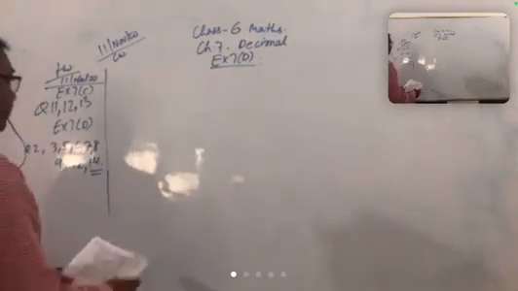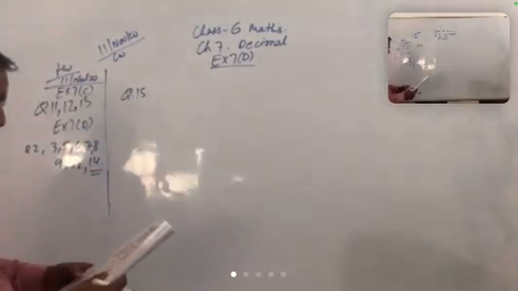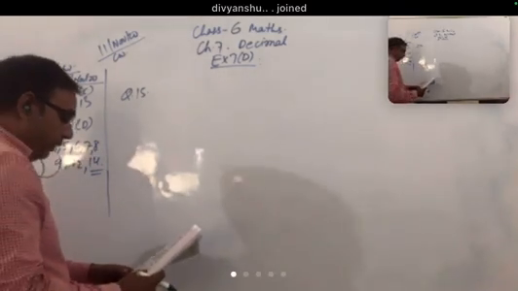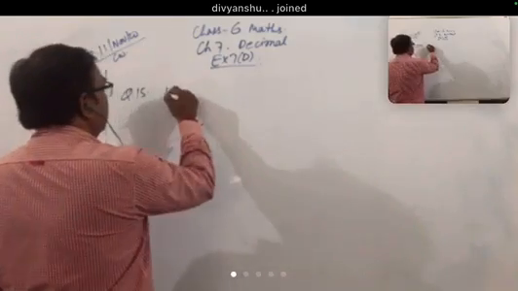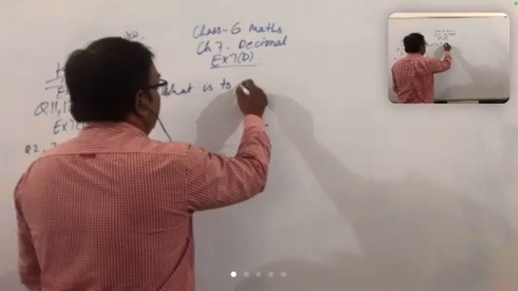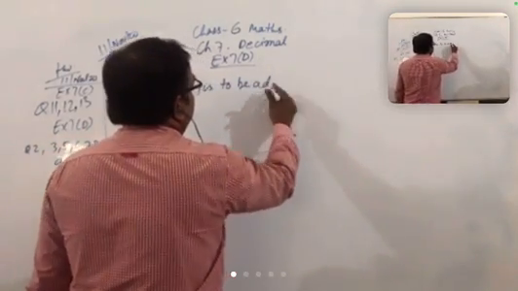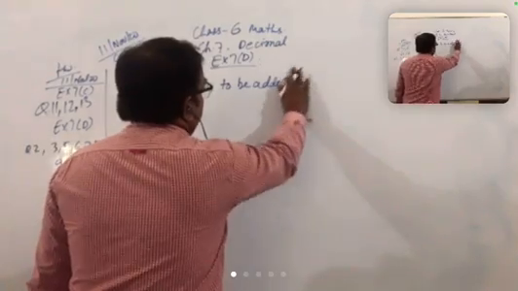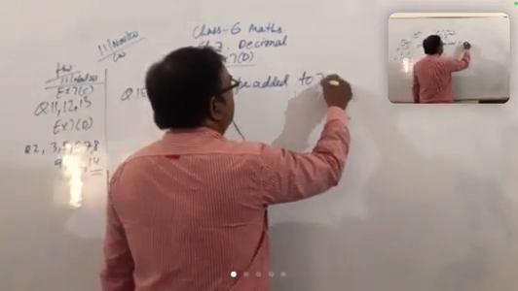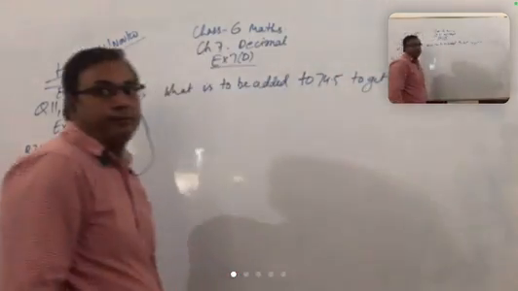Now the question number 15. Now the question number 15 is what? What is to be added to 74.5 to get 91? The question is what is to be added to 74.5 to get 91. Yes?